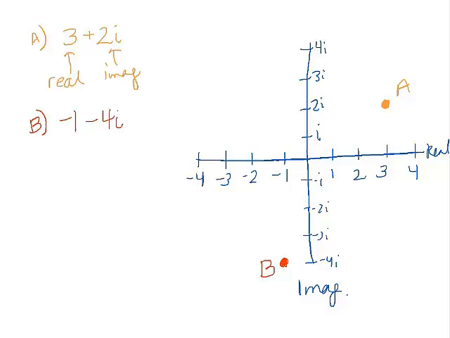Let's try one more. What about the number 3i? So it just has an imaginary component. Well, 3i would be 1, 2, 3 up. So that would be my third point. Let's try some more examples on our own now.